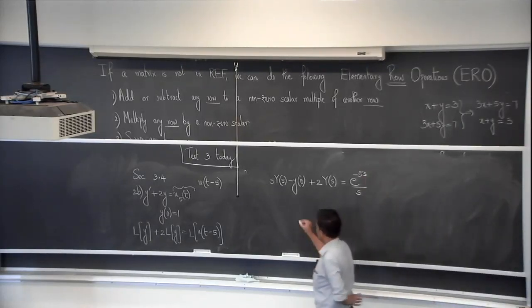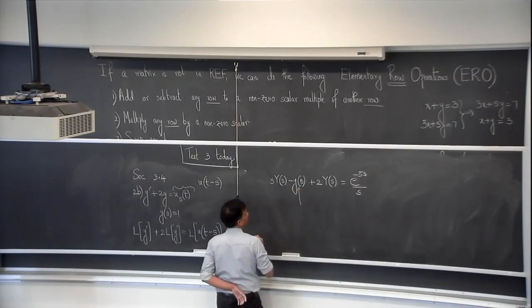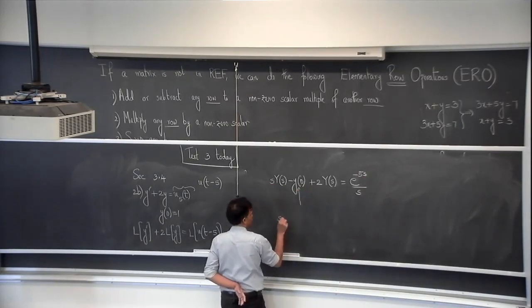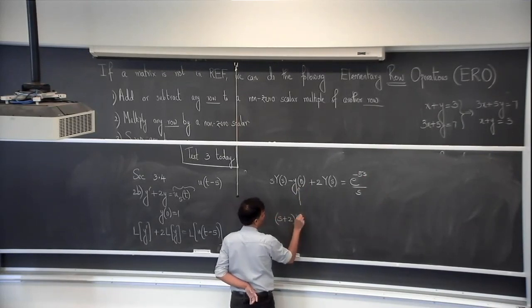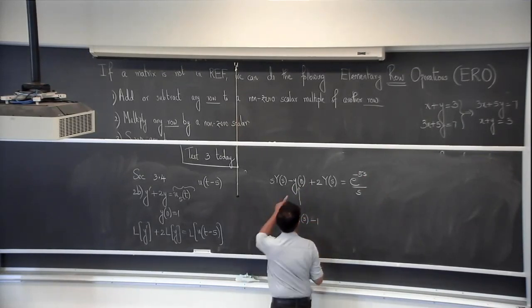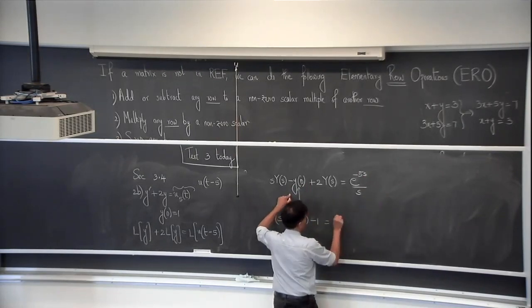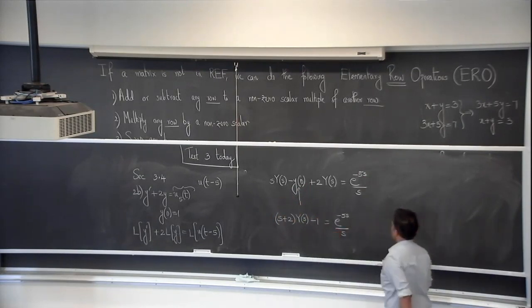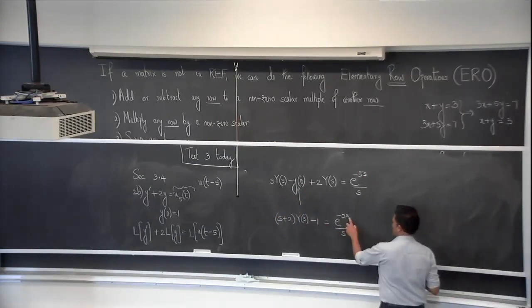And y(0) is 1. So you have (s plus 2) Y(s) minus 1 equal to e to the power of negative 5s over s. Okay. Sorry if my 5 and s look the same. So that's a 5, that's an s.